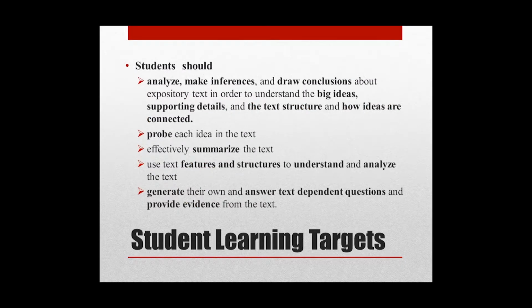Students should analyze, make inferences, and draw conclusions, Figure 19, about expository text in order to understand the big ideas, supporting details, and the text structure and how ideas are connected. They should probe each idea in the text, effectively summarize, use text features and structures to understand and analyze the text, and generate their own and answer text-dependent questions and provide evidence from the text.